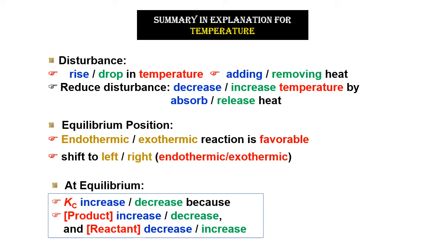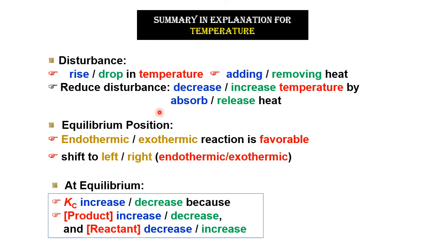This is a summary explanation for temperature. The disturbance is either a rise in temperature or adding heat. Then we try to reduce the disturbance by decreasing the temperature by absorbing heat. Or a drop or decrease in temperature will remove heat, so we will try to reduce this disturbance by increasing the temperature by releasing heat. So these are the first two points: the disturbance and reducing the disturbance.